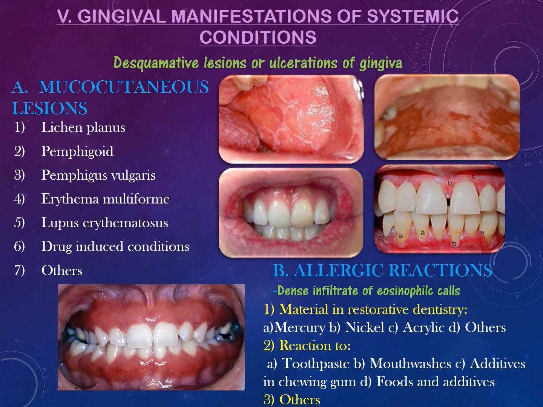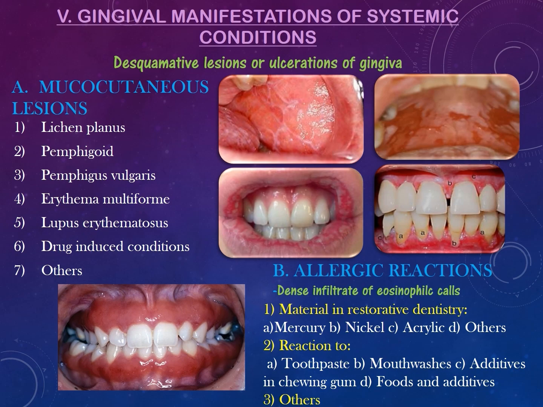Next is the allergic reactions. The histological analysis of the biopsies obtained from gingival allergic reactions show a dense infiltrate of eosinophilic cells. They may be allergic to the material in the restorative dentistry, such as mercury, nickel, acrylic, or others. They have a reaction to the toothpaste, mouthwashes, additives in the chewing gum, or other food substances. The diagnosis requires extensive history and selective elimination of potential causes.